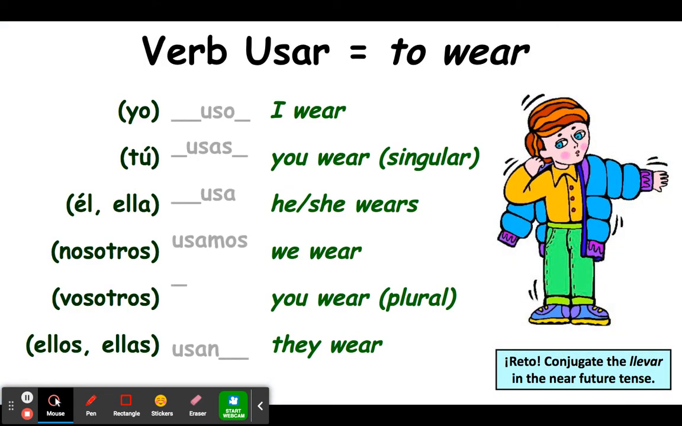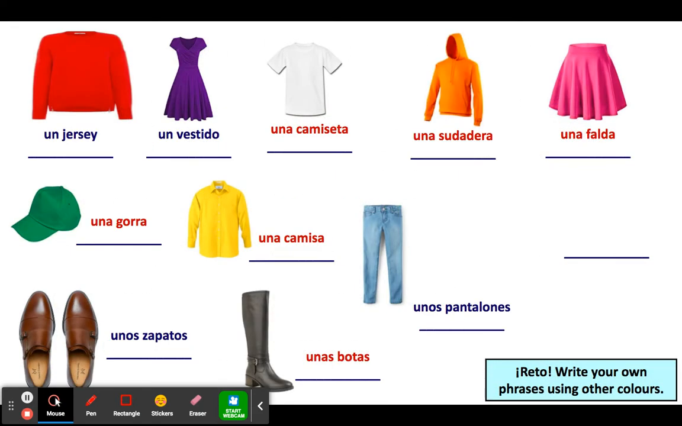We studied these before, right? So we have yo uso, which means I wear, tú usas, which means you wear, ella usa, which means he or she wears, nosotros usamos, which means we wear, then we have ellos, ellas usan, which means they wear. Here there is a quick review of some clothing items: vestido, camiseta, sudadera, falda, gorra, camisa, pantalones, botas, zapatos.